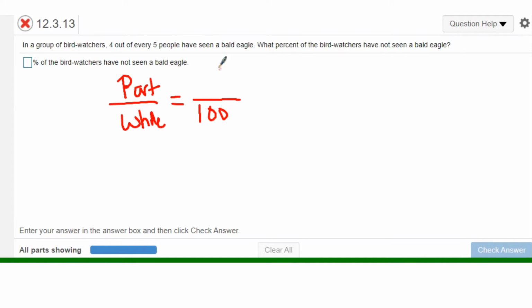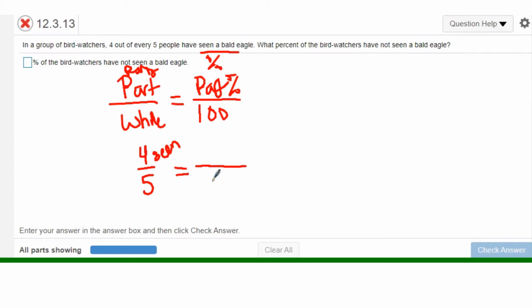Per 100 is percent. So our formula for percent is going to be part over whole is equal to part percent over the whole percent, which is always 100. This side is represented by my ratio, and this side is represented by my percent. So my ratio is going to be 4 over 5. But you have to know that it says 4 out of every 5 people have seen. So this 4 represents the people that have seen bald eagles. So I'm going to put an equal sign, and then I want to get the percent. So I'm going to put per 100.